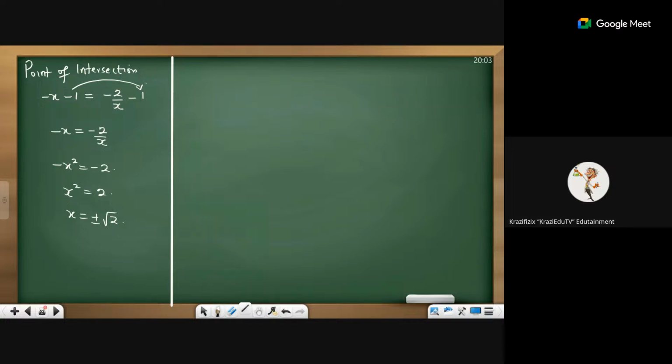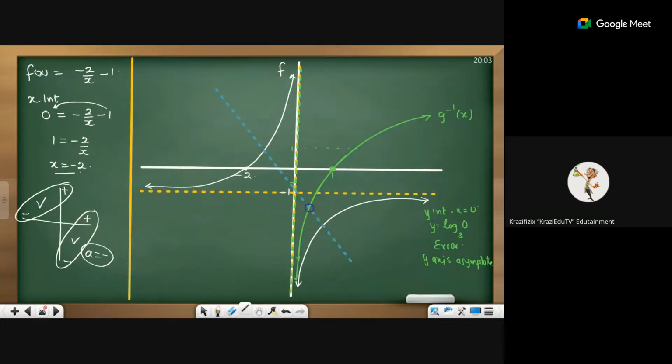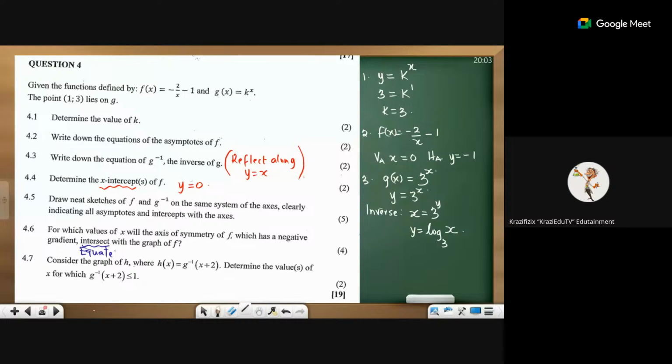I see something there. Okay, I know you are writing. One second, I just want us to read the question together. It says, consider the graph of h. What is h? The inverse. But the inverse has been shifted 2 units to the left. Because x is our what? Deceiving. If it says plus, you know it's the opposite.